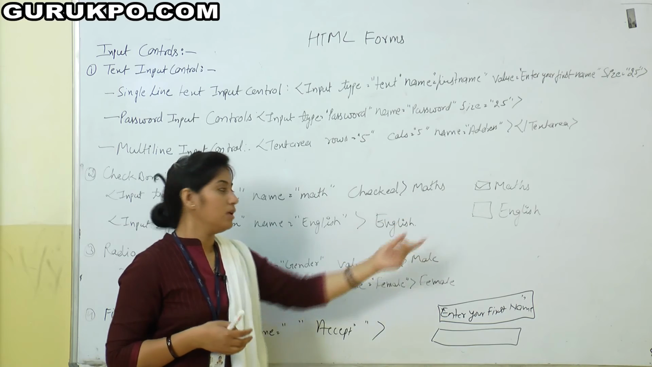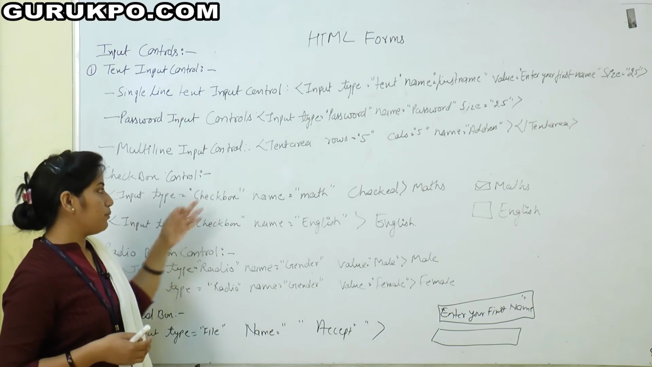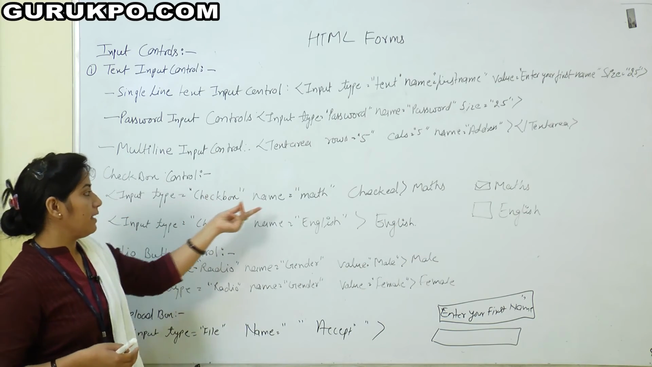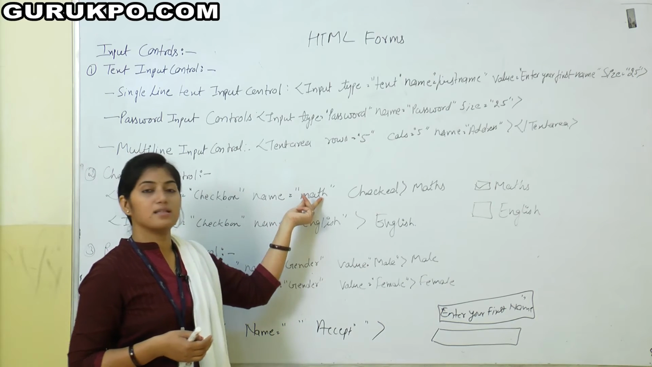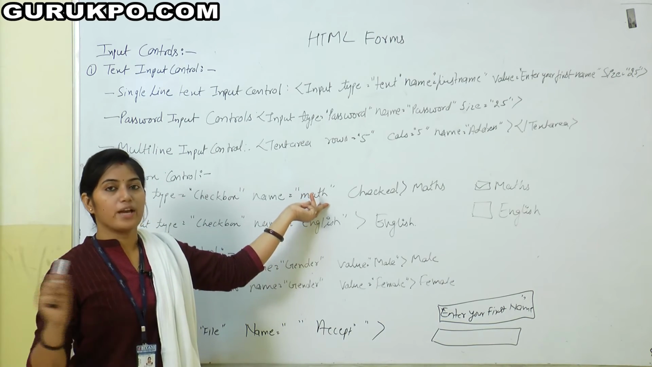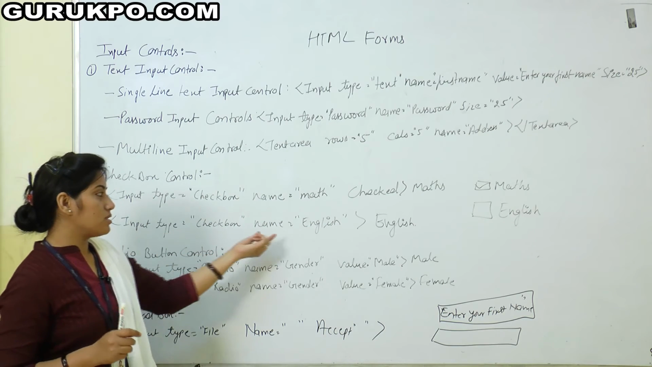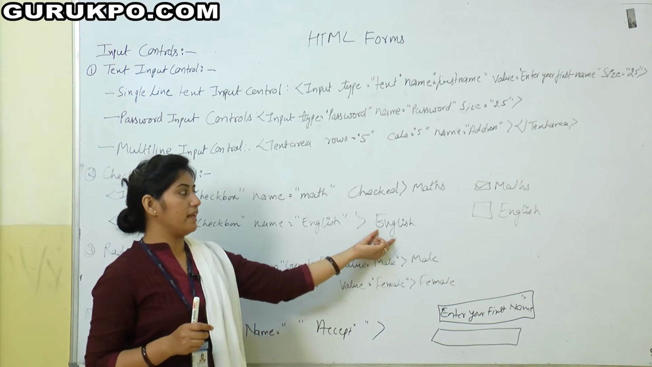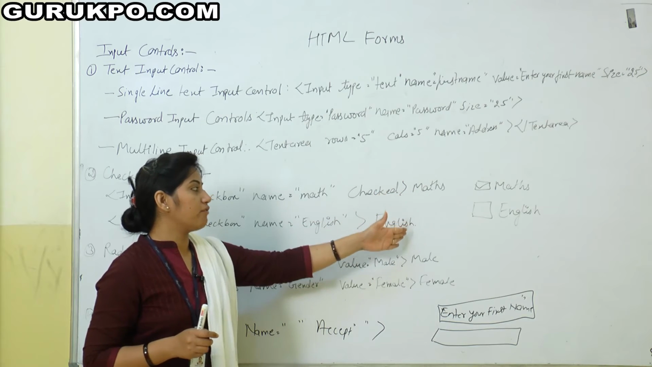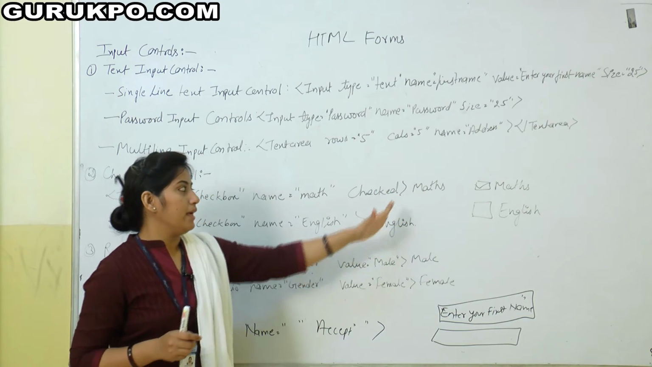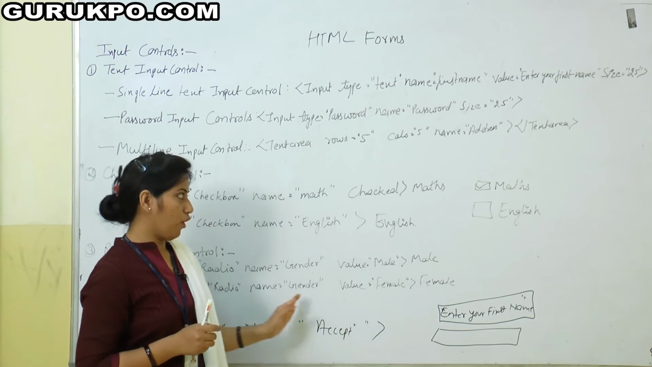to the user. Input type, normally, we have given checkbox. Then name specifies the name for which we want to check the value. And the second one, input type checkbox, name is English and after that English. Whatever we write after the input control, it will be displayed on our form.